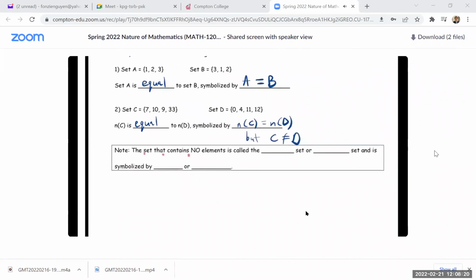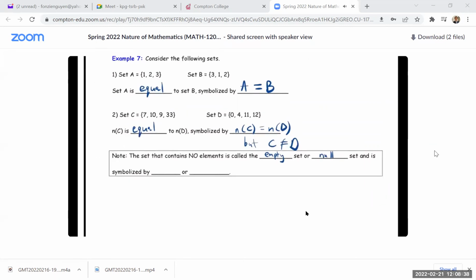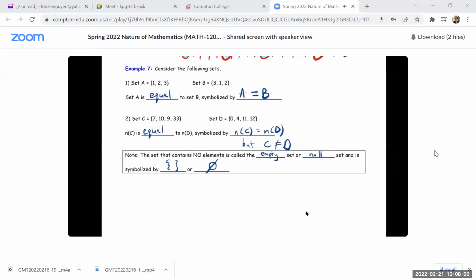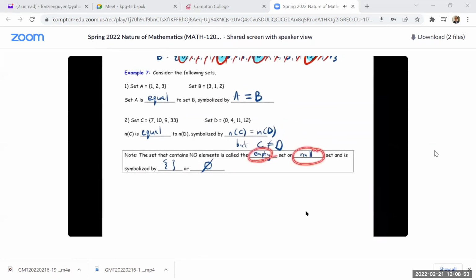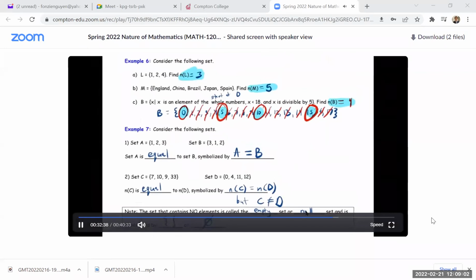All right, the set that contains no elements is called, there's 2 names for it, the empty set or the null set. So there's 2 ways to say that. If the set doesn't have any elements, it would just be like this. It's symbolized by 2 braces that are empty. Or you can just do a 0 with a slash through it. That's also the empty set. So there's 2 ways to say the empty set, and there's 2 ways to symbolize it. And that is it. All right, we are done with this section.